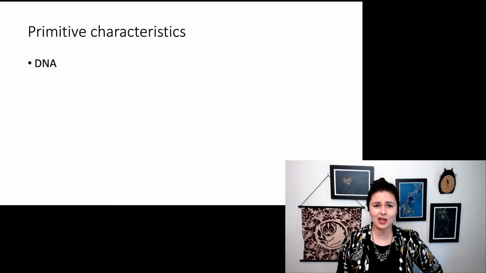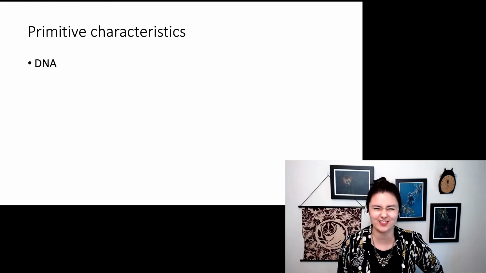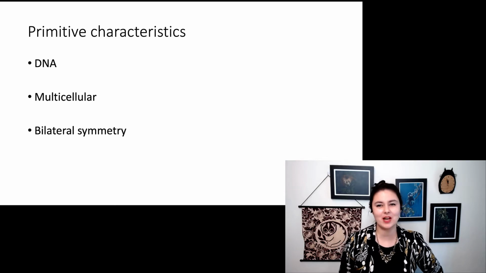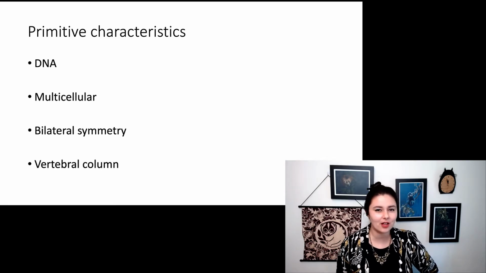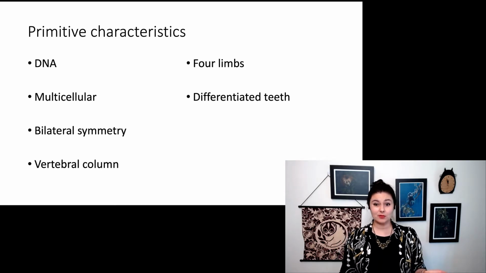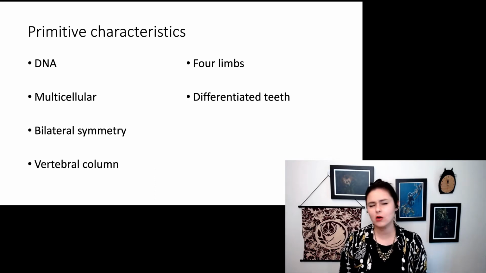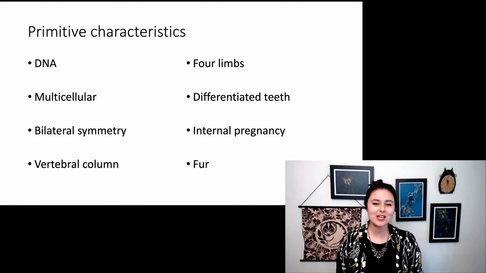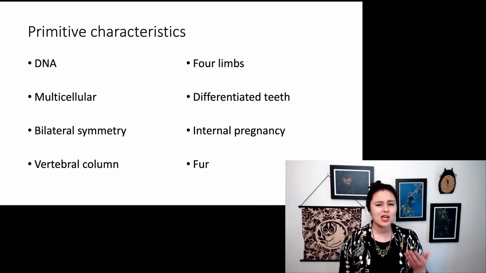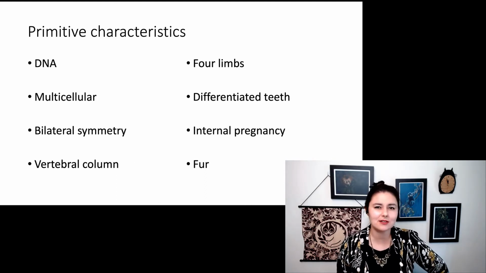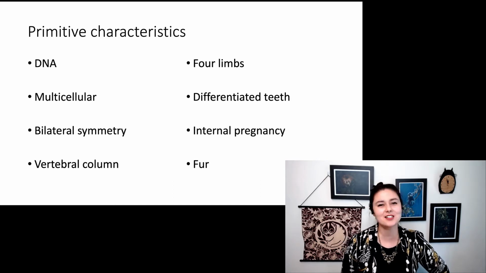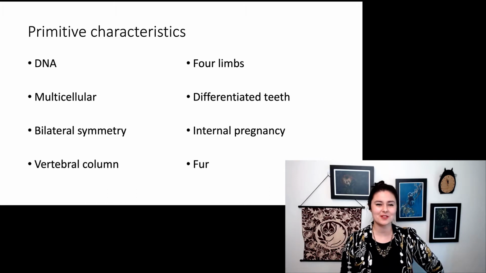We have DNA, but then again, so does every other living organism. We are also multicellular. We have bilateral symmetry. We have a vertebral column. We have four limbs. We have differentiated teeth, or that just means we have different types of teeth. We have internal pregnancy and fur. None of these traits are particularly exciting because we share them with a lot of other creatures, but they are still part of what makes primates primates.